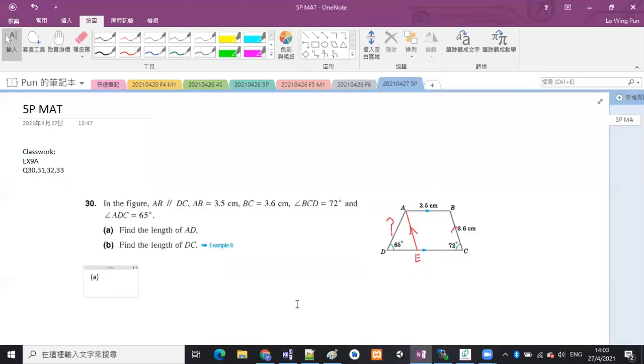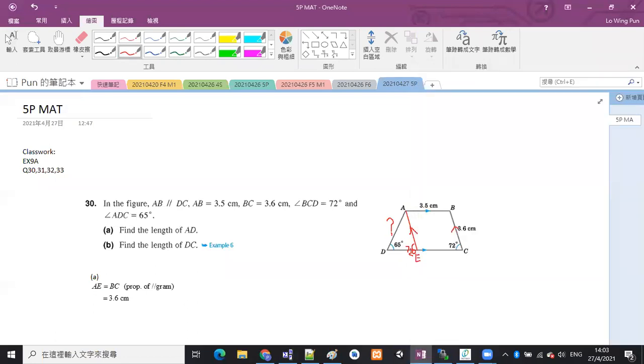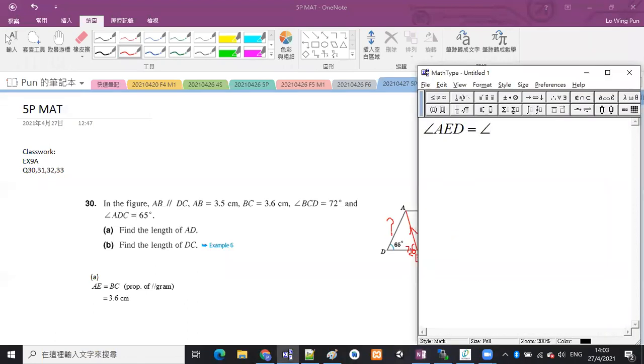Okay? And also, because of these parallel lines, we know that angle AED is equal to 72 degrees. Okay? Because of the corresponding angles of these two parallel lines. Okay, so that's why we write this down. Angle AED should be equal to angle BCE, and this is a pair of corresponding angles where AE is parallel to BC. Okay, and they are both equal to 72 degrees.